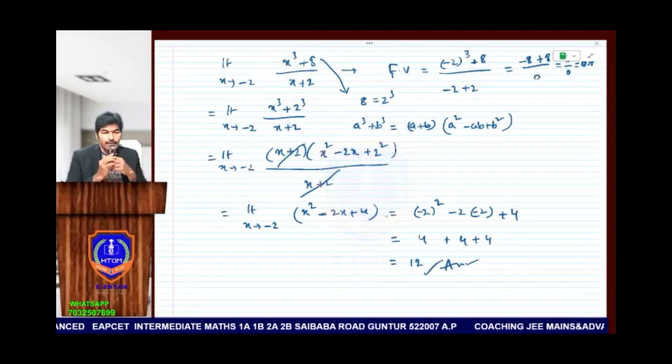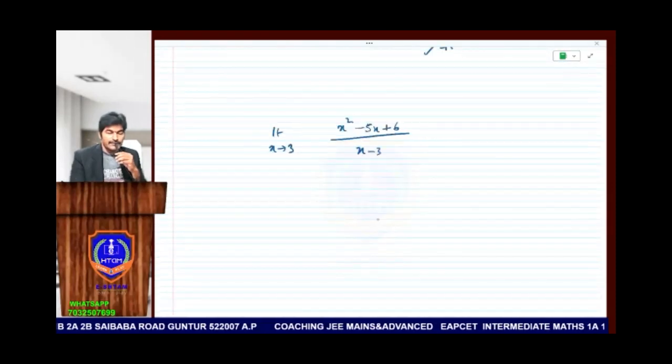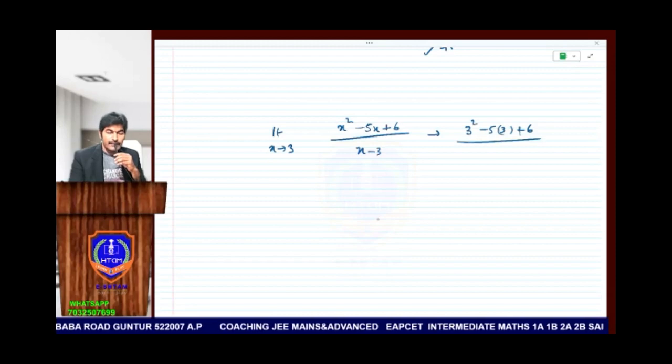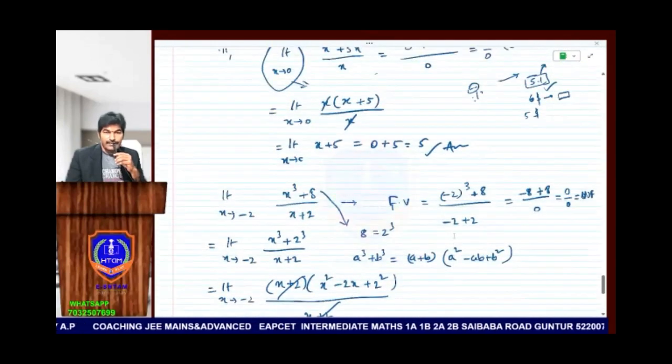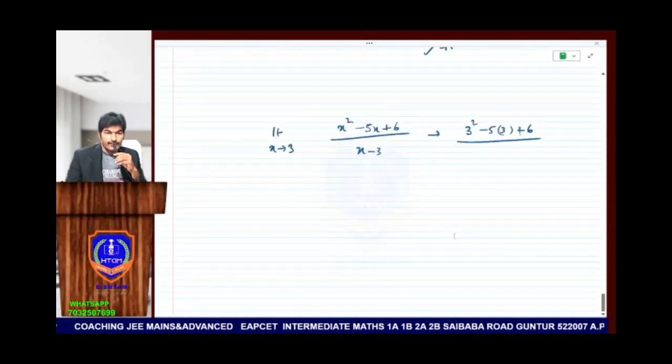Divided by x minus 3. Actually, we will try first by substituting 3: 3 square minus 5 into 3 plus 6. Listen. Limit problem means first you have to substitute the x value 3 directly into that. If it is undefined, then only you have to approach in a different manner. That's why I am doing direct substitution every time. When I get 0 by 0 or some undetermined form, then only I will move to the next method. This is the procedure of solving every limit problem. Understood or not?